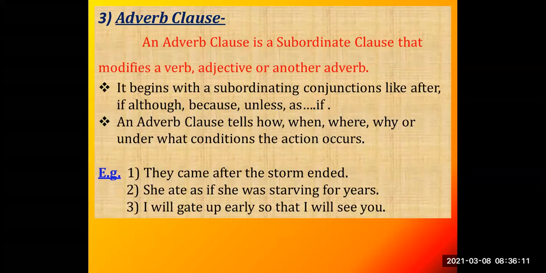Second: The rabbit did not stop hopping until he got back to his hole. Again here the subordinating conjunction is until. So until he got back to his hole is our adverb clause, which modifies the verb hopping.